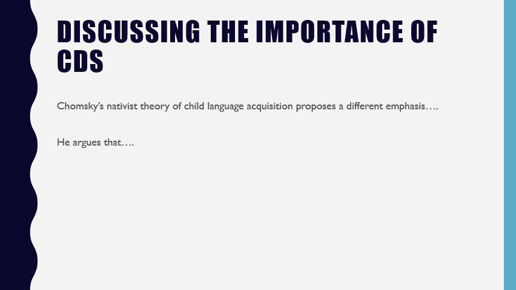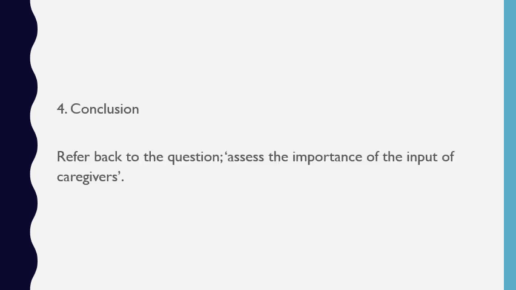So, for example, Chomsky's nativist theory of child language acquisition proposes a different emphasis. It's important to say that neither of these theorists completely discounts what the other has said. Chomsky didn't think that input wasn't important at all, and equally Bruner didn't think that there wasn't some genetic predisposition to learn language, but it was an emphasis on which one was most important. So when you're writing your essay, that's what you need to be thinking about: your assessment of the importance of parental input. In your conclusion, go back to what the question asked you, which was to assess the importance of the input of caregivers, and give an opinion based on the evidence that you've seen and discussed.